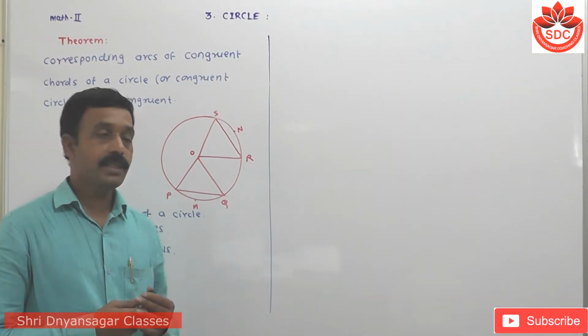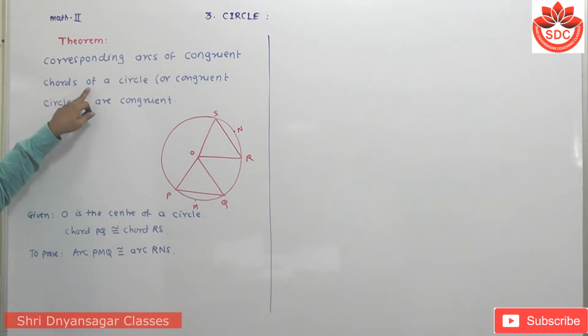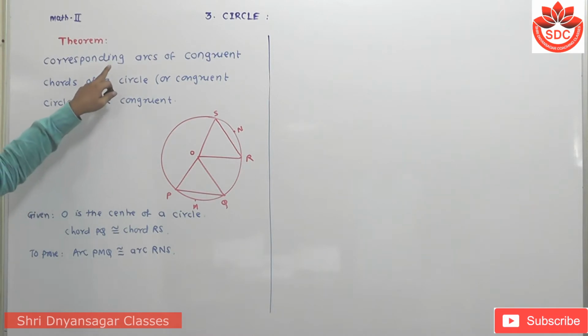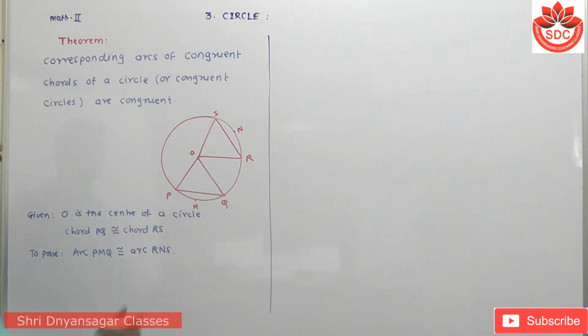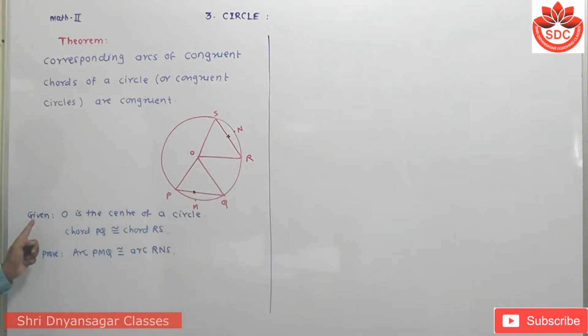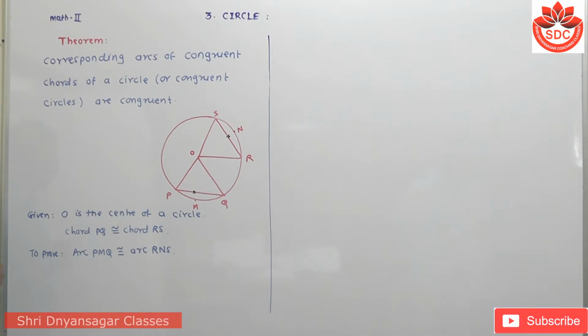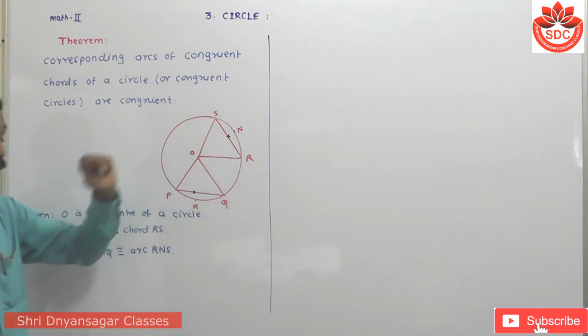The next theorem is: corresponding arcs of congruent chords of a circle or congruent circles are congruent. Meaning here we have to show that arcs are congruent, and here congruent chords are given. Meaning these chords are congruent, which is given. In your given, O is the center of the circle and chord PQ is congruent with chord RS. This is given. We have to show here corresponding arcs, meaning that corresponding arcs, this PMQ arc and RNS arc, are congruent.